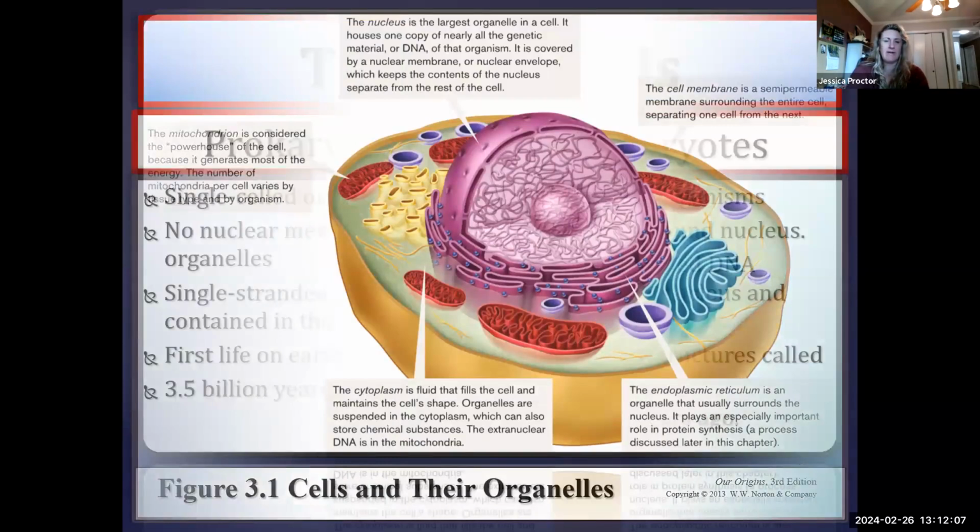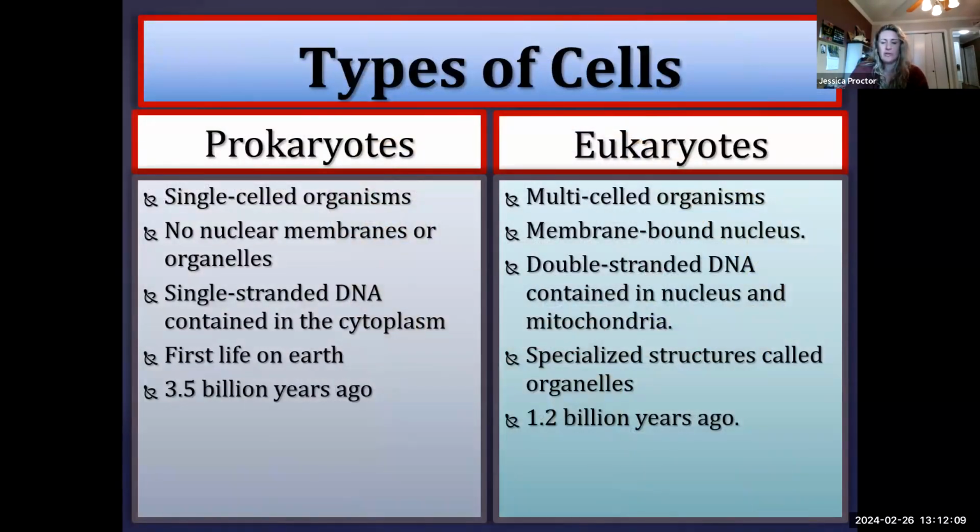Prokaryotic organisms are the very first life on Earth. And we see evidence of prokaryotic life going back about 3.5 billion years ago. So, remembering back from chapter 2, the planet itself is about 4.6 billion years old. And we see the first evidence of prokaryotic organisms about 3.5 billion years ago.